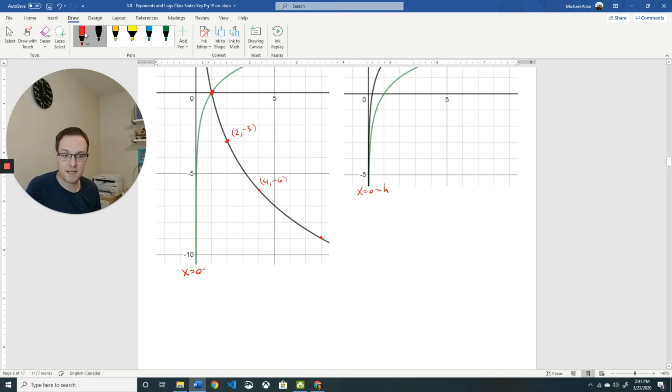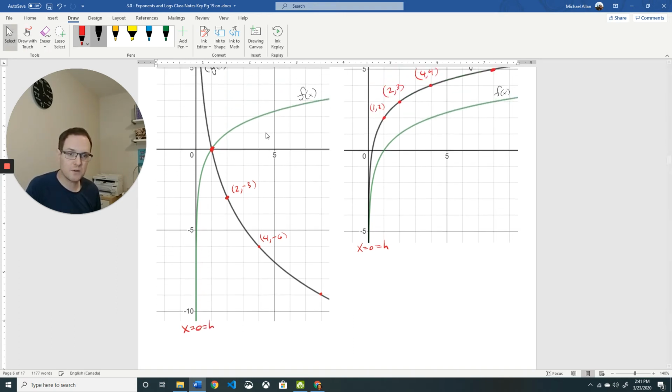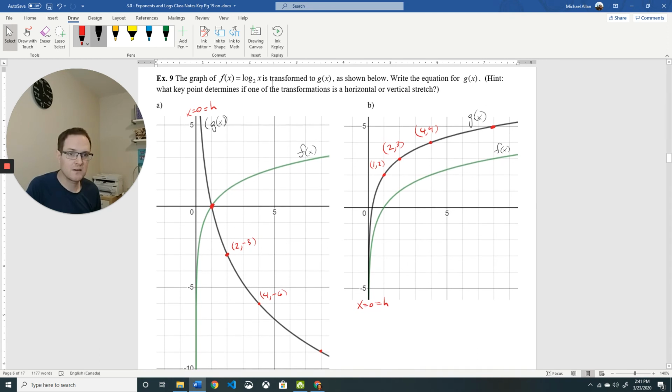My x, this is my asymptote. This is my h value. Let's just look at this really quickly and just see what it says here. It's been transformed, so I can say there's been an a or a b or both, and there's been an h or a k value to go with this.